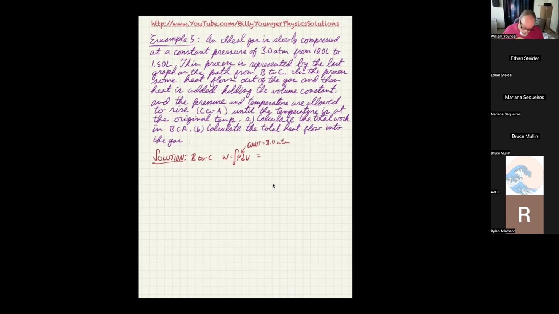And the change in volume is going to be from 10 liters to 1.5 liters. So what we're going to do is say this is equal to P delta V, and that's 3.0 ATM times 1.01 times 10 to the fifth Pascal is equal to 1 atmosphere. And then delta V: we're going from 10 liters to 1.5 liters, so it's actually going to be a negative 8.5.